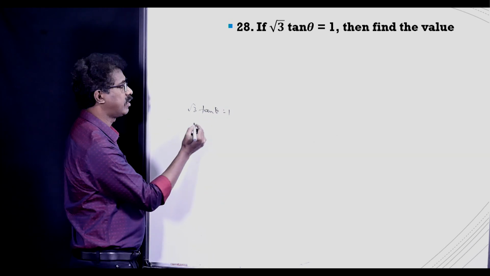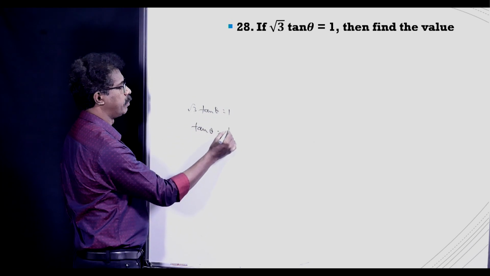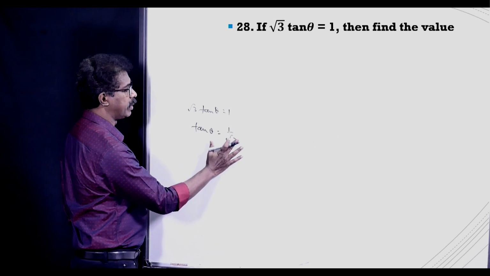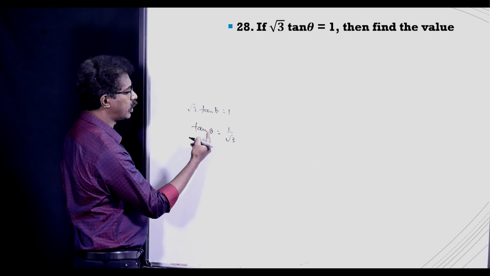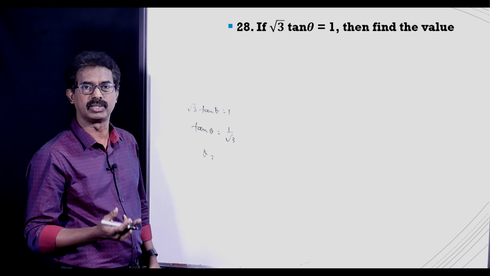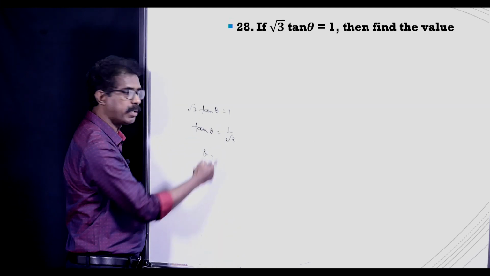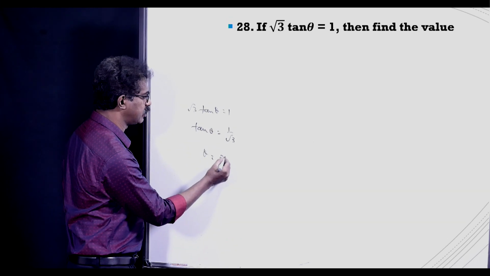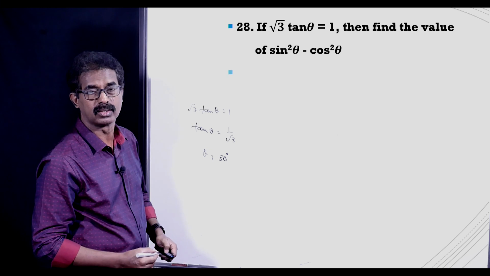So what is tan theta from here? 1 by root 3, right? From here you can find theta. Just ask a question: tan of which angle is 1 by root 3? 30, right? So theta is equal to 30.